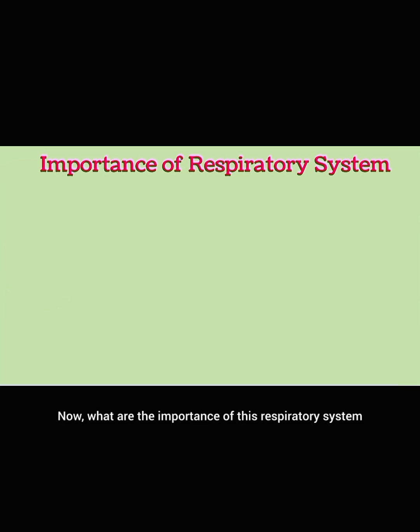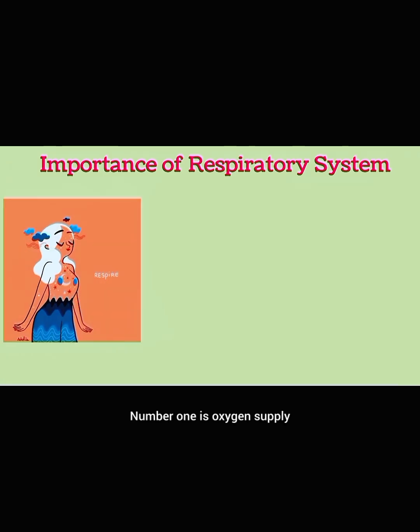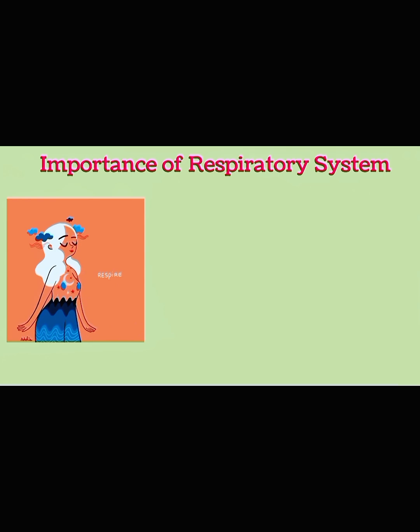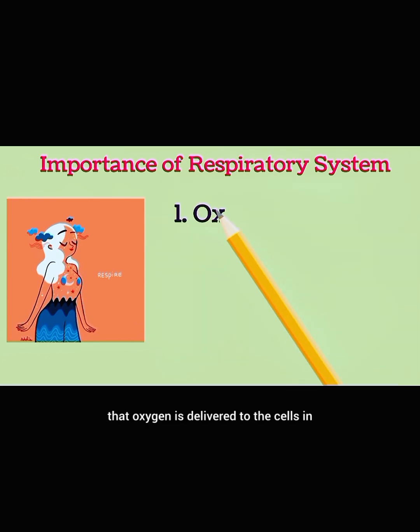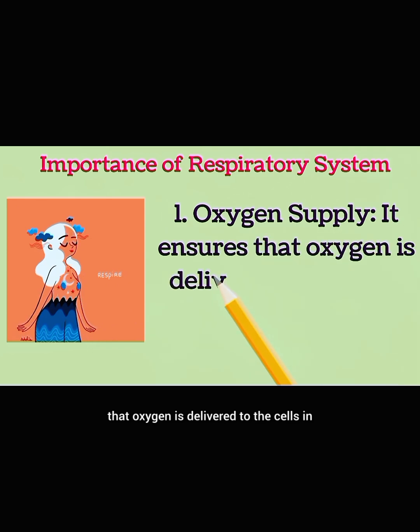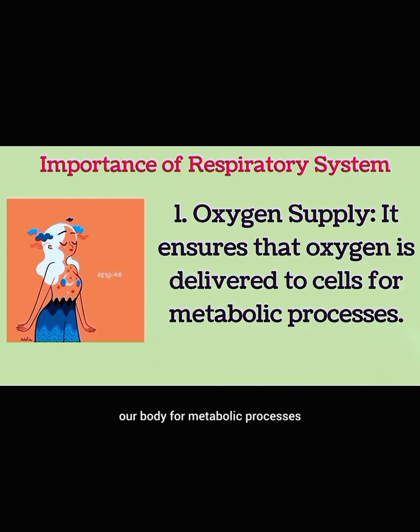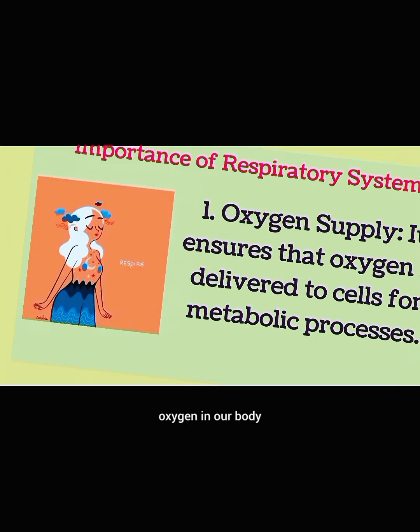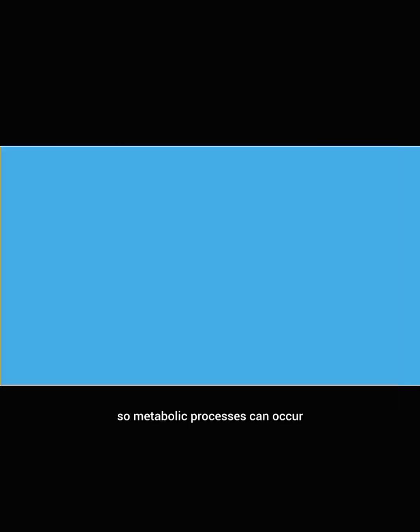Now, what is the importance of this respiratory system that we are talking about? Number one is oxygen supply. This system ensures that oxygen is delivered to the cells in our body for metabolic processes. We need oxygen in our body so metabolic processes can occur.